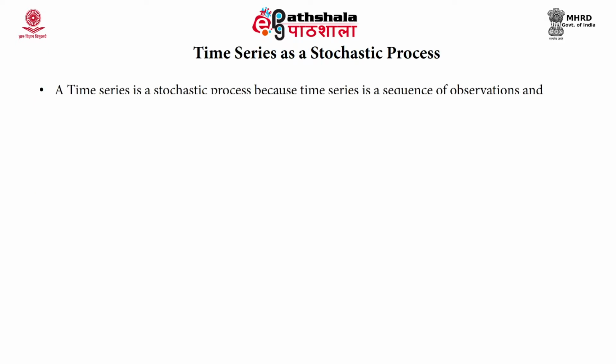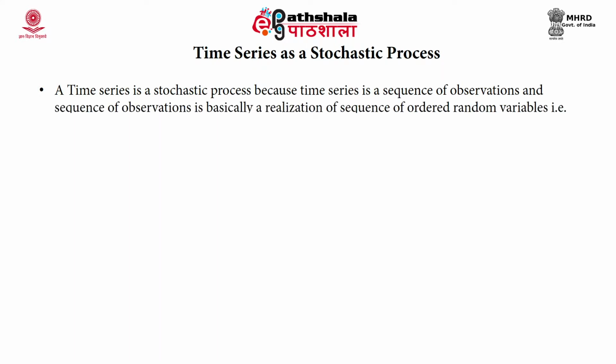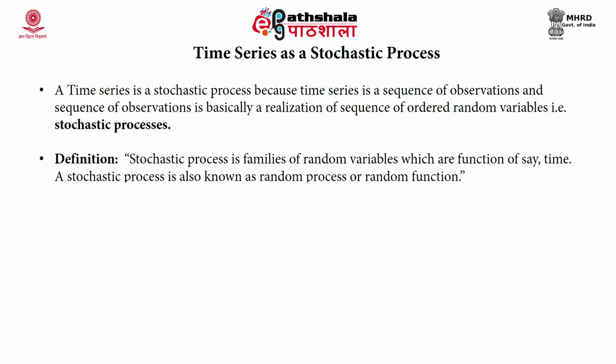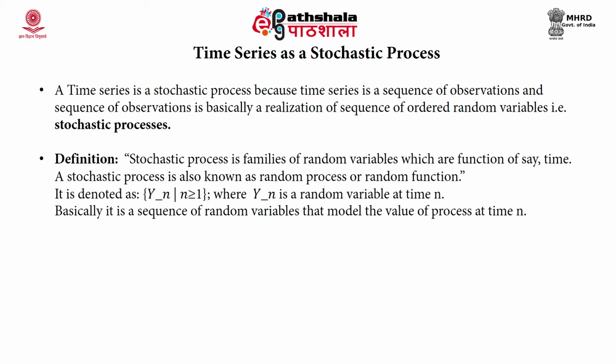Now come to time series as a stochastic process. A time series is a stochastic process because a time series is a sequence of observations, and a sequence of observations is basically a realization of a sequence of ordered random variables, that is, a stochastic process. Now come to the definition. A stochastic process is a family of random variables which are functions of, say, time. A stochastic process is also known as a random process or random function.